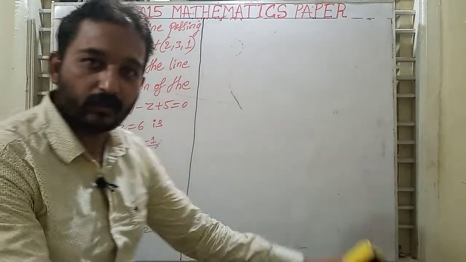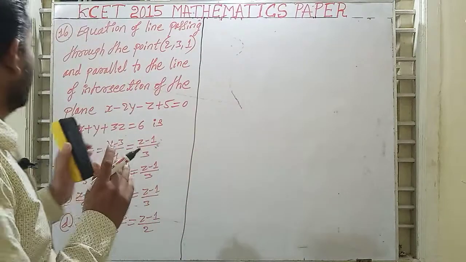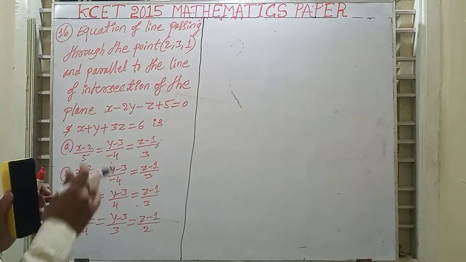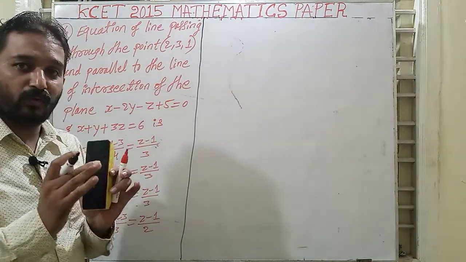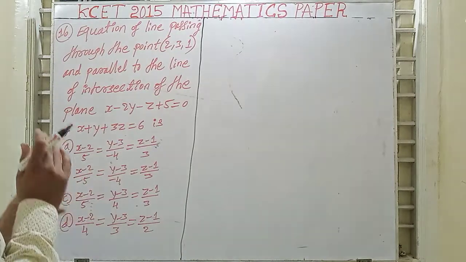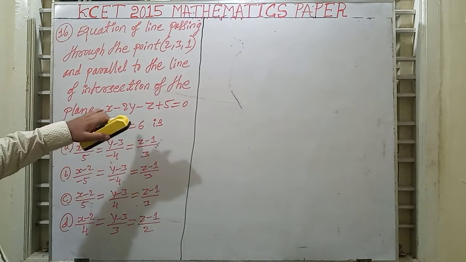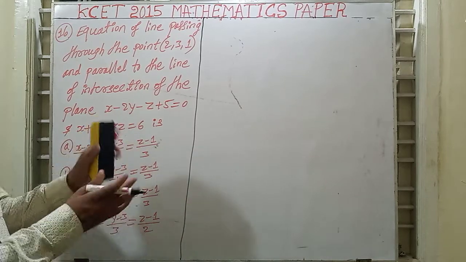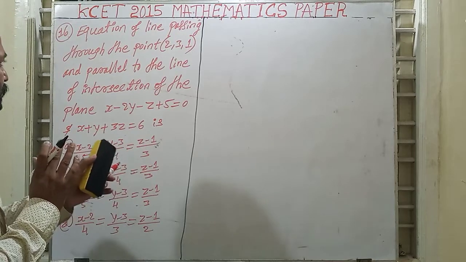So now let us move on to question number 16. So this problem is based on the chapter 3D. So in KCET every year they ask 4 to 5 questions from the chapter 3D. Okay, so particularly this problem is based on plane and also line in 3D chapter. It is a mixture of plane and line. So this is a moderate problem.